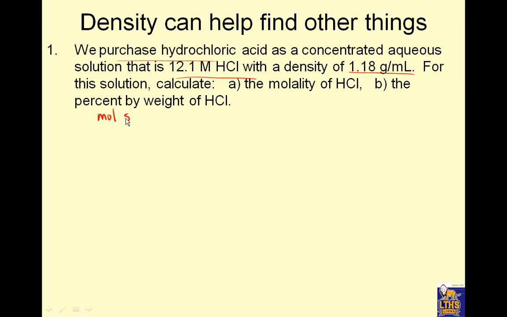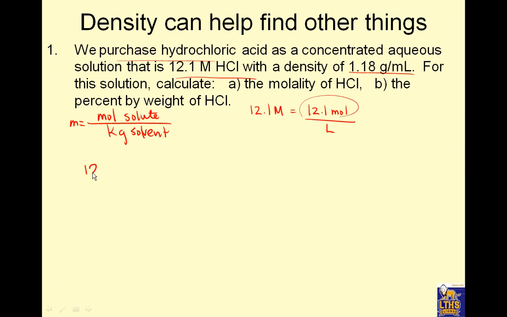We need moles of solute per kilogram solvent, and this is lowercase m. Okay, what do we know so far? Well, we know that we have 12.1 molar. Right? That means 12.1 moles for every 1 liter. Okay, how can we use that? Well, we want to figure out the molality of the solution and the percent by weight of it. So we know how many moles we have, right?